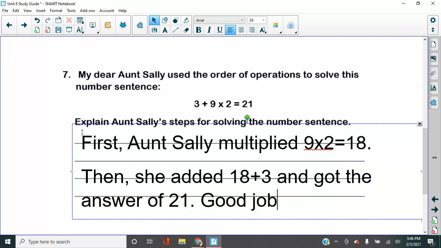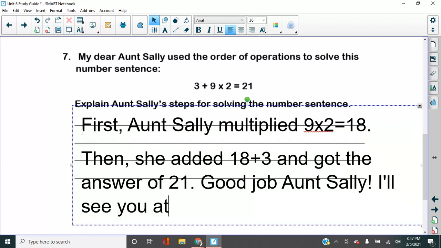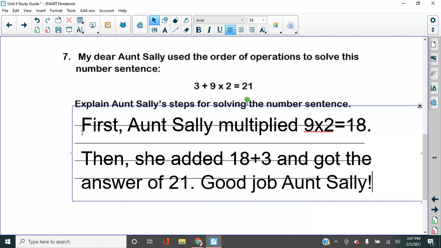Good job, Aunt Sally. I'll see you at our family reunion. All right, you don't need all that, right? But good job, Aunt Sally. She remembered that multiplying and dividing, all multiplying and dividing happens before any adding or subtracting.